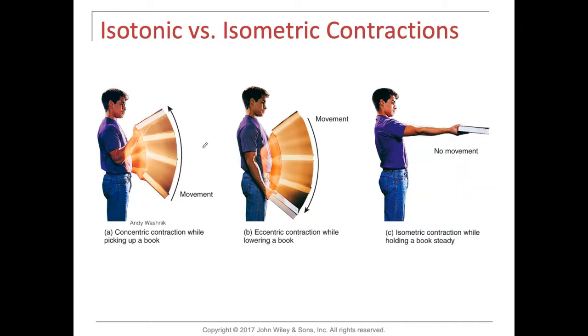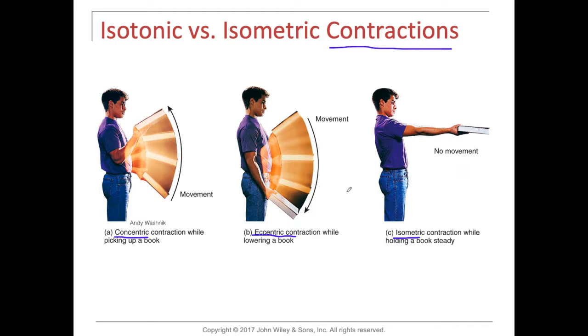When we mention the term contraction, remember that the term contraction means generating tension within a muscle. And we can generate tension in a variety of ways. One is a concentric contraction, that is A. B is eccentric contraction. And then C is an isometric contraction. Now, what's the difference between these three?